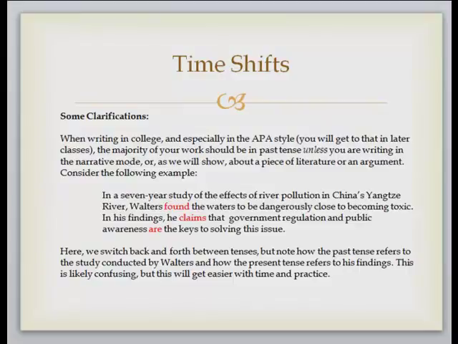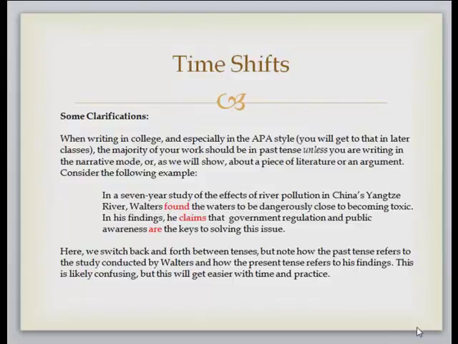When you're dealing with these things, we switch back and forth, but we're staying within those areas. We're still staying consistent. Notice how the past tense refers to the study, and the present tense refers to his findings, but we're still keeping those separate. To do this, you really need to be aware of what exactly you're writing about. This is going to take some time to learn, but you'll get it. You'll get all this stuff down. There are some clarifications to this, but the main thing is staying consistent.